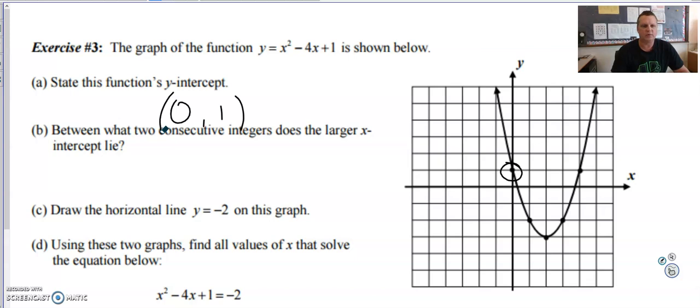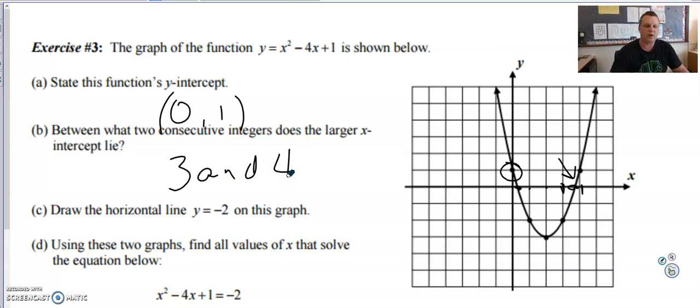Then it says between what two consecutive integers does the larger x-intercept lie? This is an x-intercept. I don't know if you can see it. And this is an x-intercept. So they want the larger one, which is right there. It falls between this number and this number. 1, 2, 3, 4. So it falls between 3 and 4.